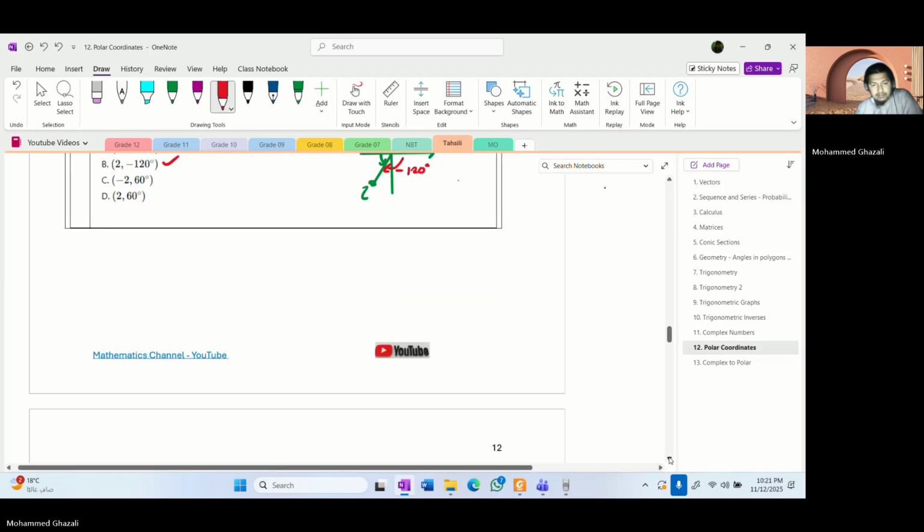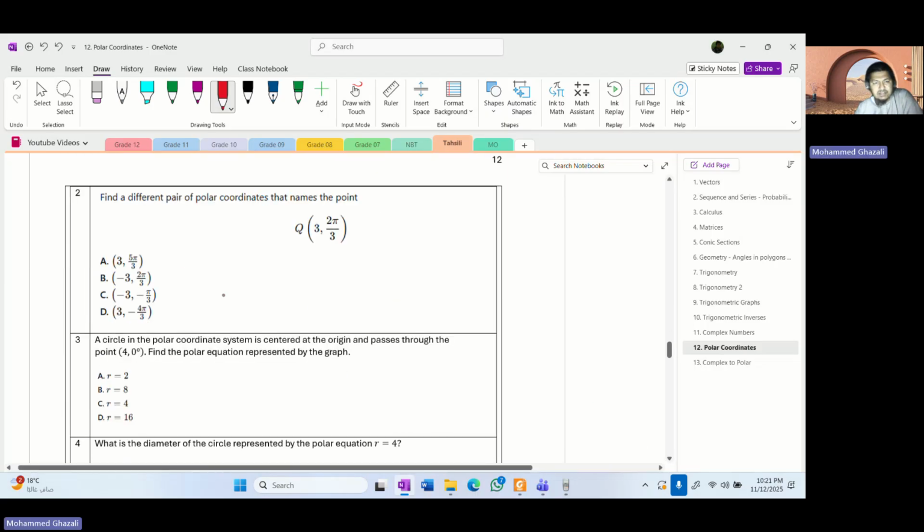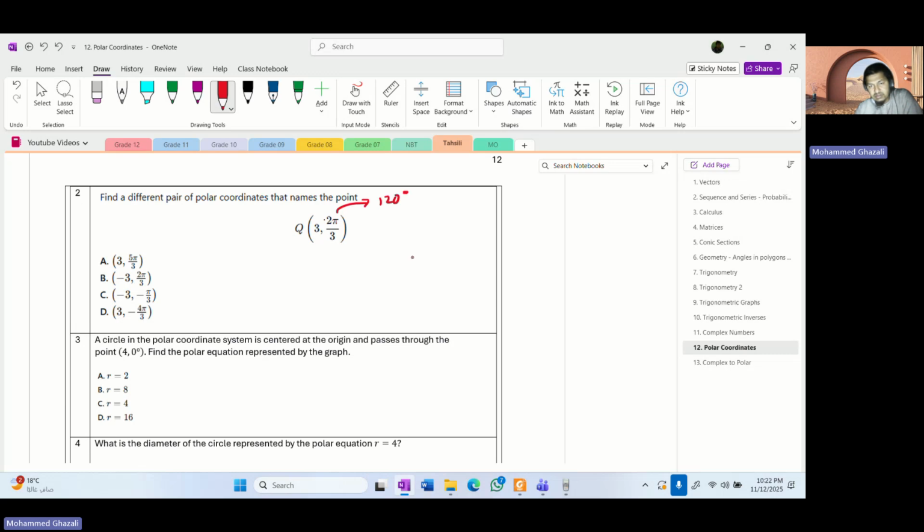Next, avoid using negative radius. Find a different pair of polar coordinates that names the point. So this is 2 pi over 3. That is pi over 3, 60 times 2, 120. This is 120 degrees. So it's a point here, 120 degrees.